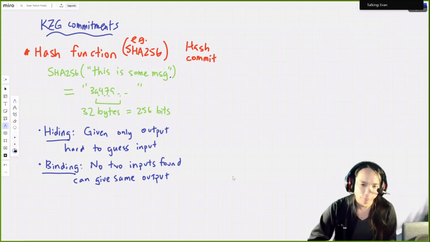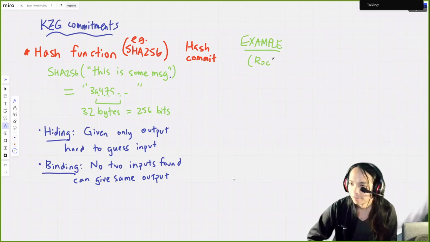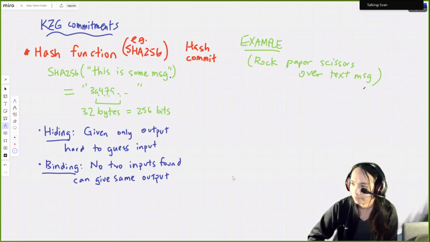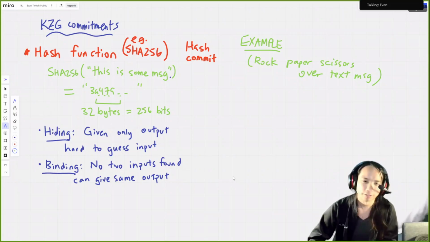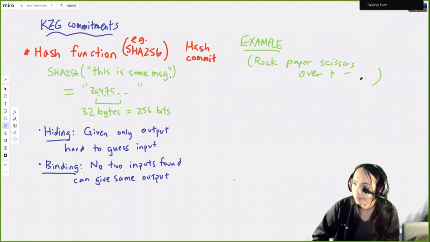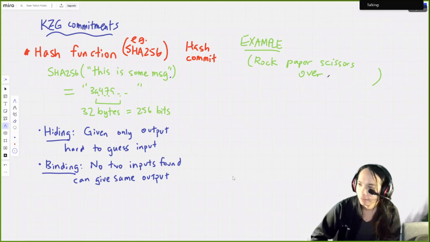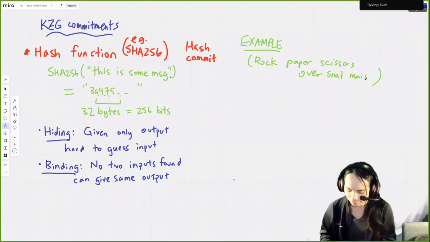Let me give a toy example of this: how to play rock paper scissors over text message. You can imagine you have a friend and you're trying to play rock paper scissors over text message, but there's a problem where text messages don't show up instantly on the other person's side. Let me use snail mail instead, where you have a very slow communication channel and you would like to play rock, paper, scissors.